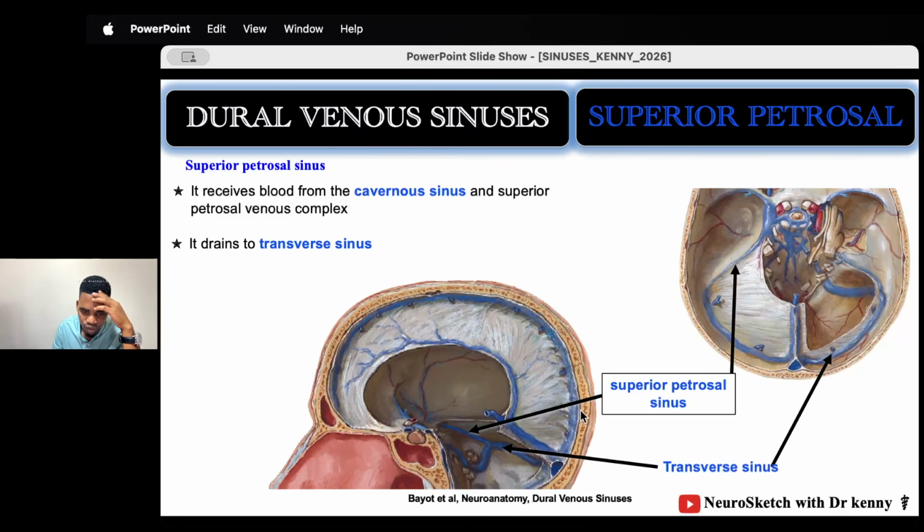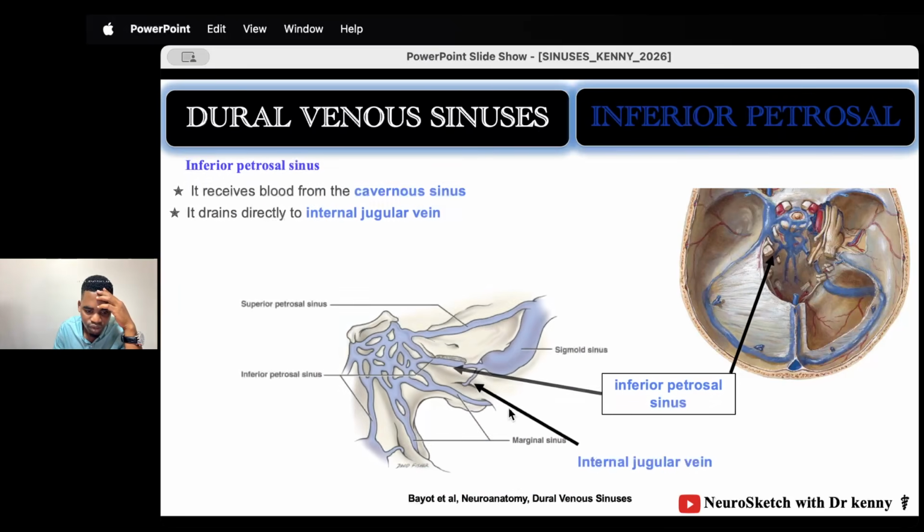Now, along with the superior petrosal, we also have the inferior petrosal, and this is your inferior petrosal sinus. The inferior petrosal is also draining blood from the cavernous sinus, but unlike the superior petrosal, the inferior petrosal empties directly into the internal jugular vein. The superior petrosal drains blood into the transverse sinus, but the inferior petrosal drains blood directly into the internal jugular vein, so it goes through the jugular foramen as well.